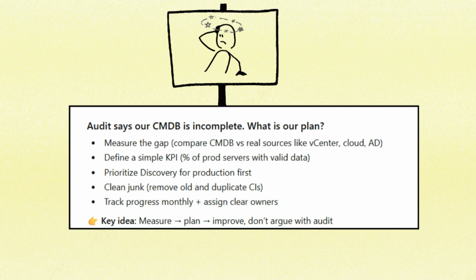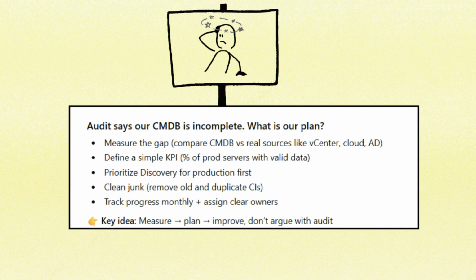Number 4, audit says our CMDB is incomplete. What is our plan in that case? When an auditor raises concerns about CMDB completeness, we stay, first of all, transparent and data driven. First of all, we measure the gap. We compare the production server data from vCenter, cloud platform, or Active Directory with what exists in CMDB, to get the real gap there.